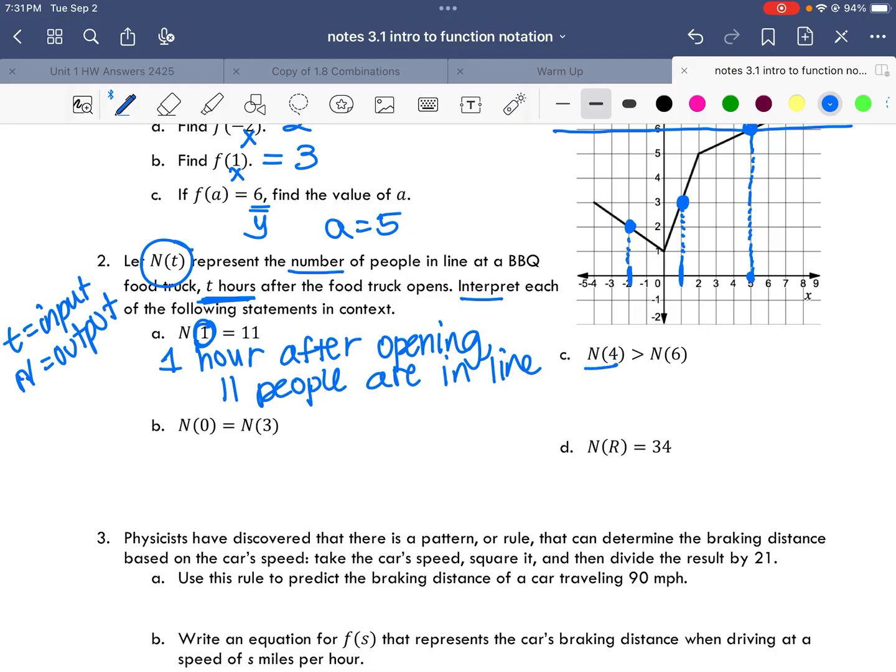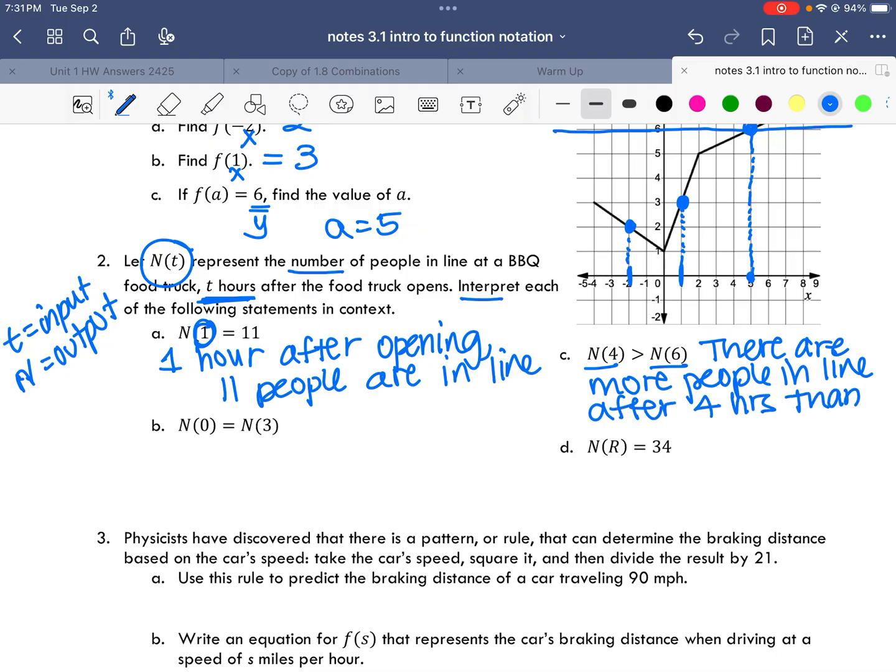So n of 4, again, that's an input, means the number of people after 4 hours. And this means the number of people after 6 hours. So what this inequality is saying is that there are more people in line after 4 hours than after 6 hours.